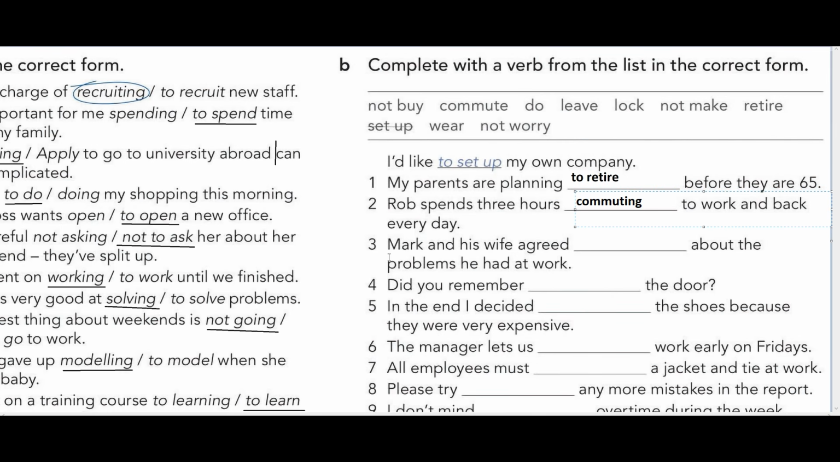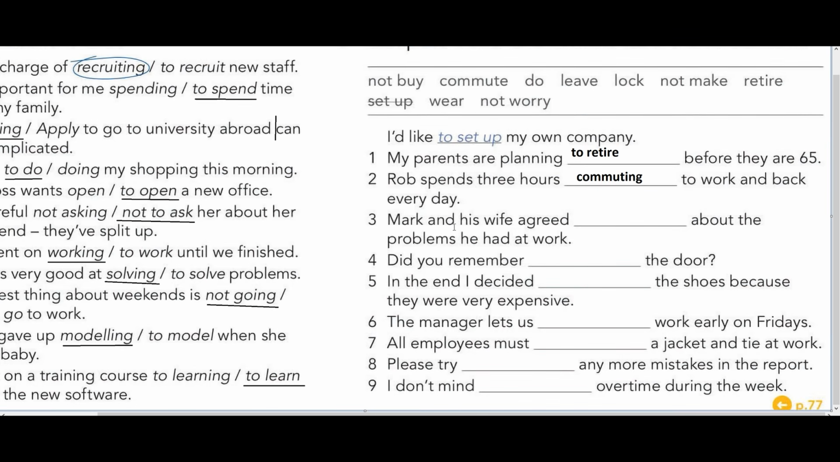This verb we use when we say that we go to work and back to work, it's commute. Or like go to university and back from university, and this journey every day we call it commute. So Rob spends 3 hours commuting to work and back every day. But why? I'm surprised, because actually my brother spends about 4 hours commuting to work and back every day. Poor guy.